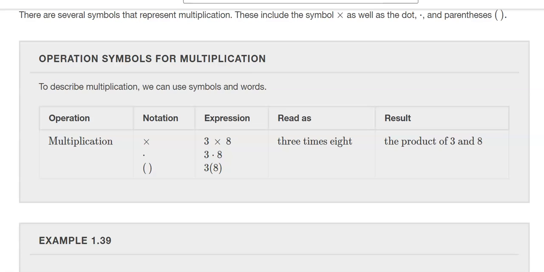So again, all these symbols mean the same thing. It means the product. So 3 times 8 is what it means in each case. And when we talk about the result, we say it is the product of 3 and 8. So no matter what symbol notation is used, these 3 symbols indicate multiplication.